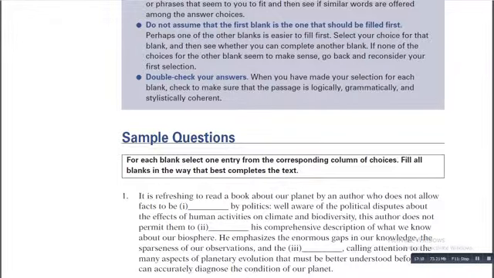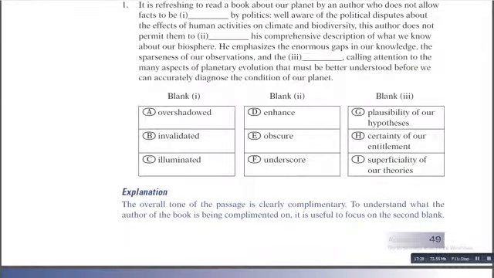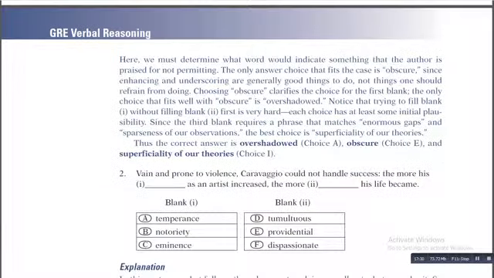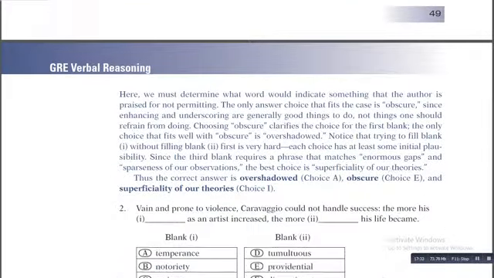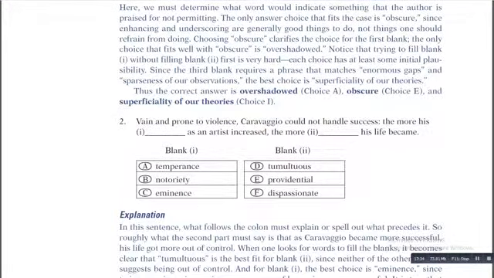Now let's go on. Similarly here: "vain and prone to violence," comma. Vain and prone is a statement. What do you now think is vain and prone to violence? This guy could not handle success. This guy is prone to violence and he cannot handle success. Now, "the more his blank as an artist increased, the more blank his life became." He said he could not handle success. That's a very good pointer.